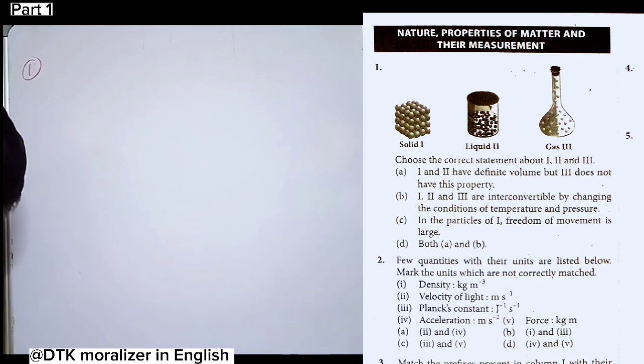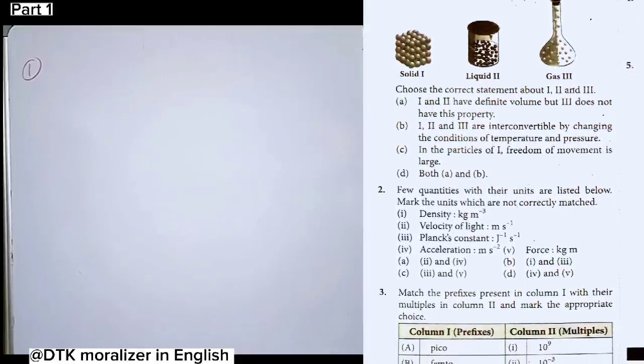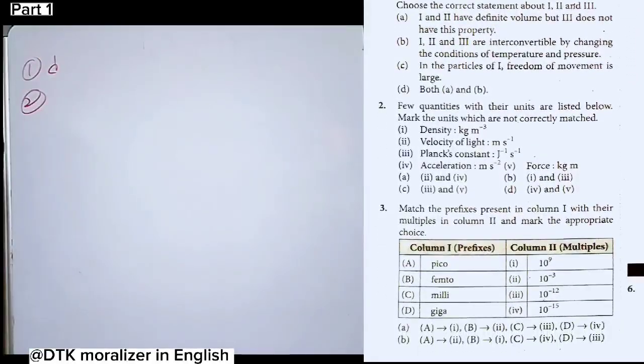Choose the correct statement about 1 and 2 and 3. 1 and 2 have definite value but 3 does not have this property. 1 and 2 and 3 are interconvertible by changing the condition of temperature and pressure. In the particle of 1, freedom of movement is large. Both A and B. So here, as you can see by this question, here option D.